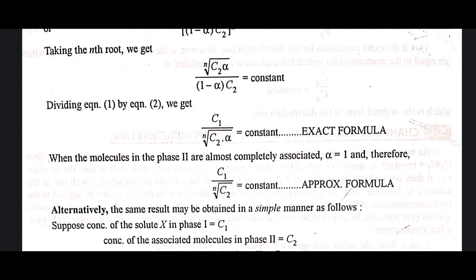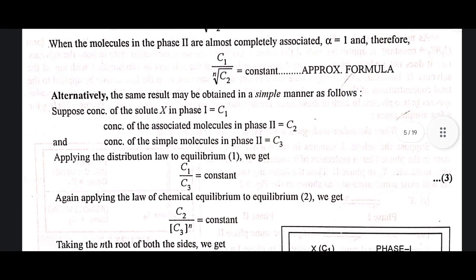This is the exact formula. When the molecules in phase 2 are almost completely associated, where alpha is equal to 1, and therefore C1 upon nth root of C2 is equal to constant, this is the approximate formula.